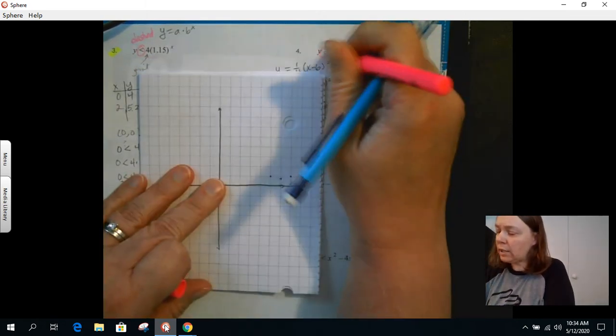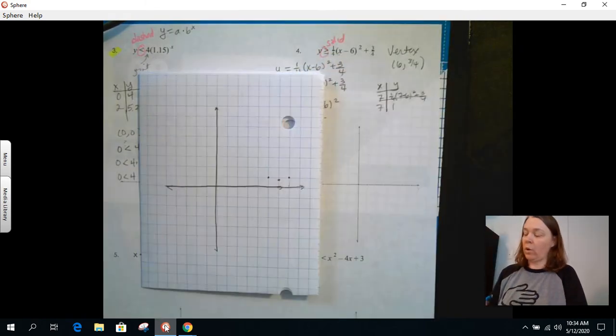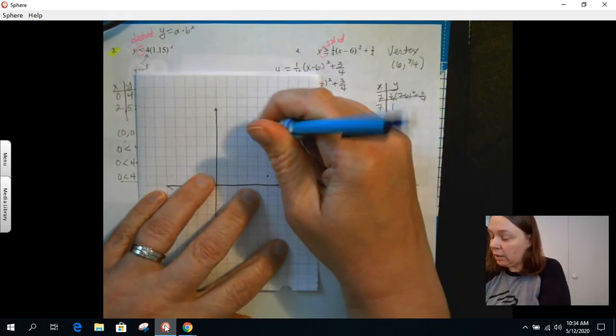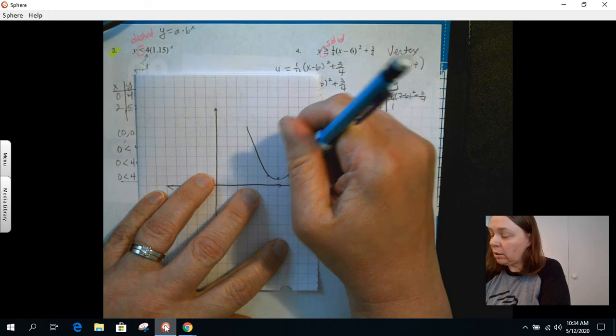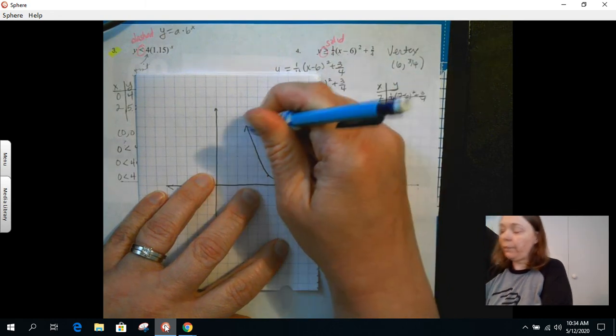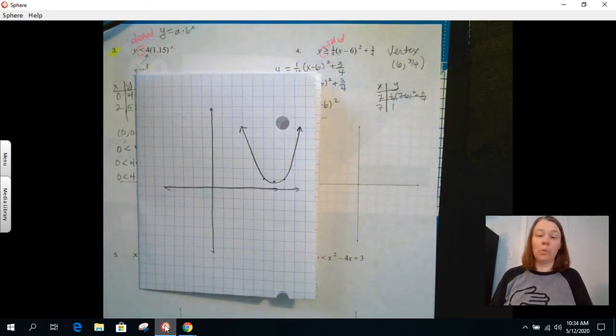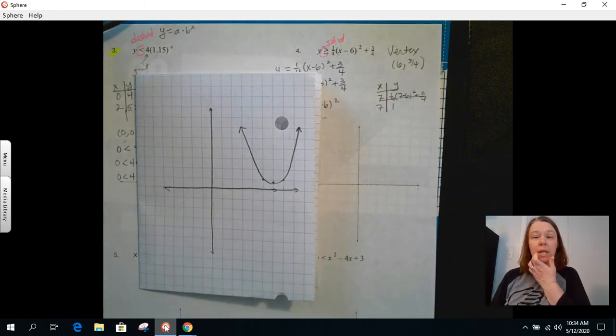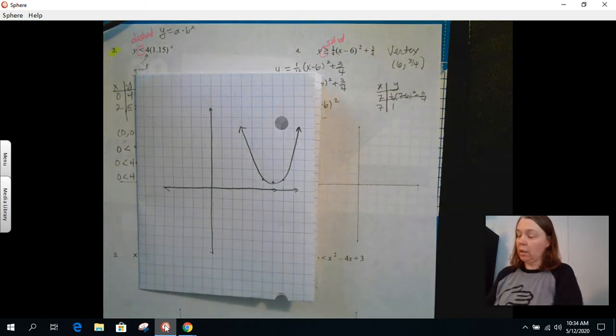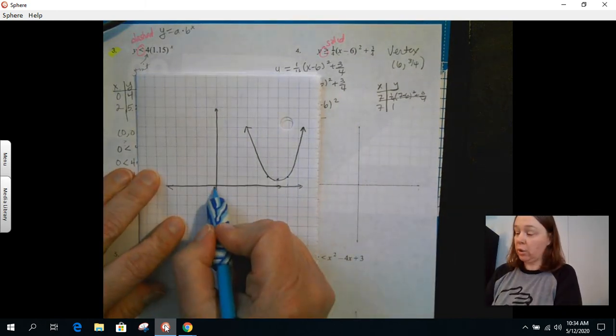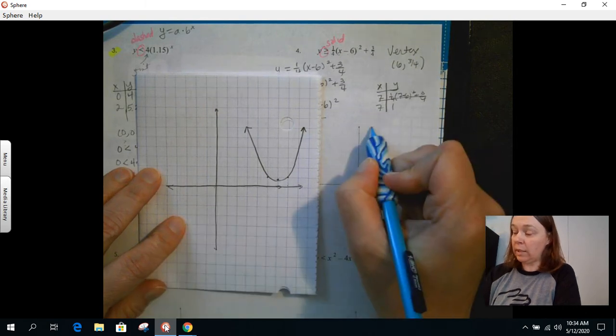Solid or dashed? Solid. Okay, so I have a solid parabola, and then I want to see on which side I should shade. Again, 0, 0 is not included, so I'm going to check the point 0, 0.